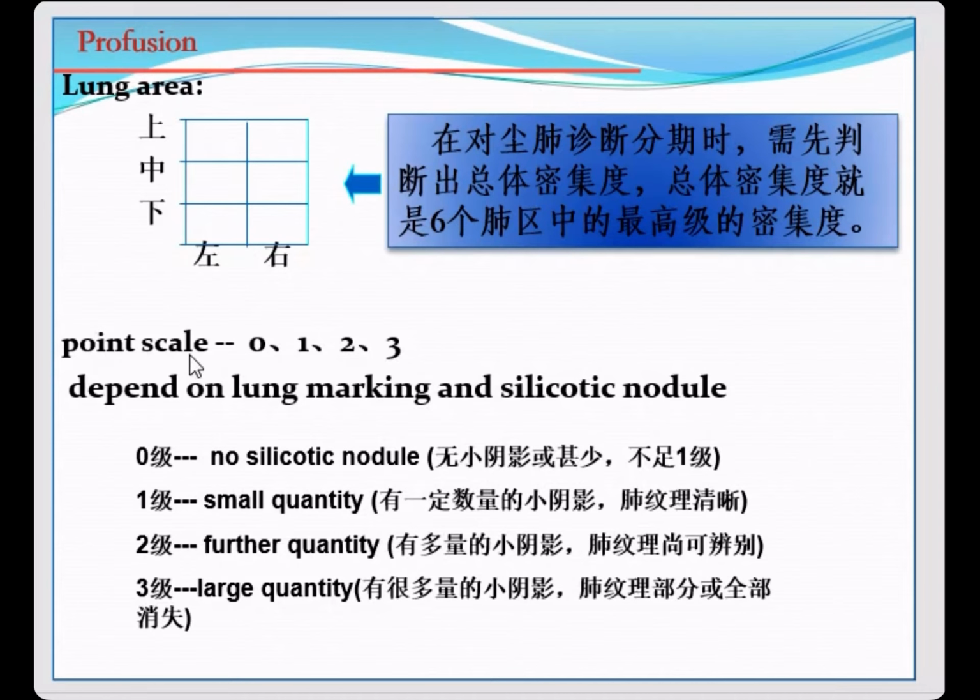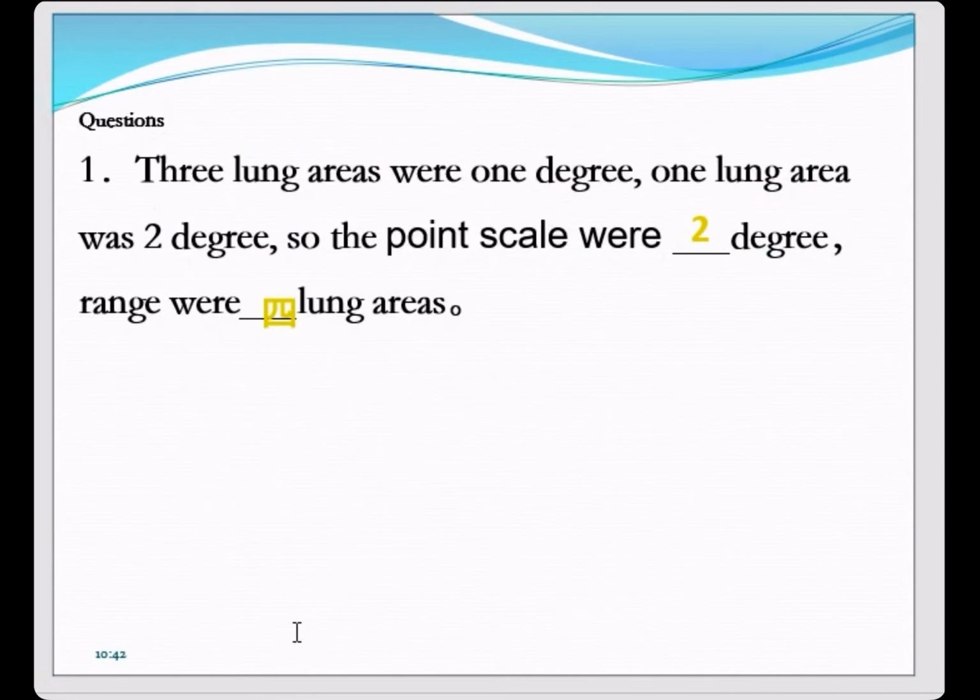Depending on the point scale, they identify it as 0, 1st, 2nd, and 3rd degree. The 0 degree has no nodule, the 1st degree has a small quantity, the 2nd degree a further quantity, and the 3rd degree a large quantity. For example, this patient: 3 lung areas were 1 degree, 1 lung area was 2 degree. So the point scale was 2 degree, and the range was 4 lung areas.